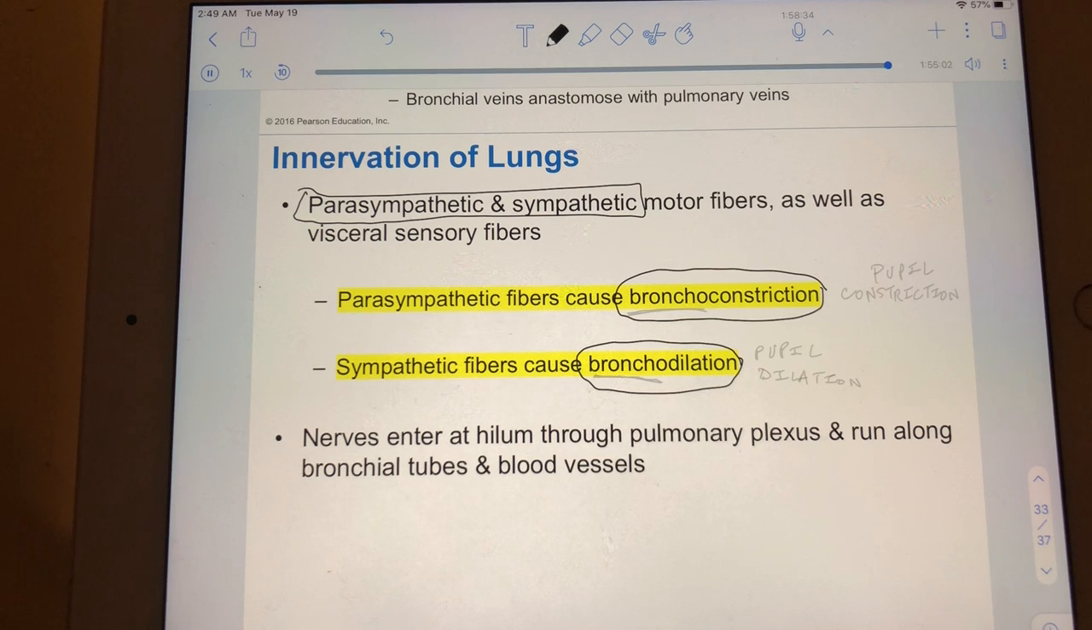And you may have some success if you think back to studying the eye and the pupillary responses. Remember that the muscles that comprise your iris and therefore control the diameter of your pupil are innervated by parasympathetic and sympathetic pathways, right? And the parasympathetic pathway brings about the constriction of pupils.